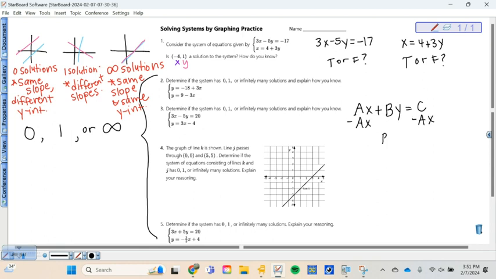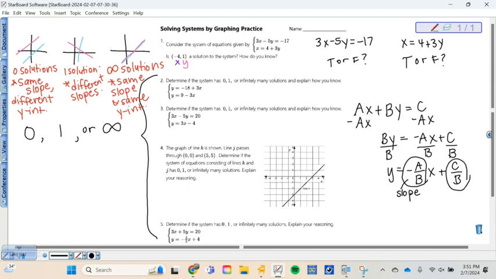So then I have BY equals negative AX plus C. And then what do I do to solve for B? So then that means that my slope is negative A over B. And my y-intercept is C over B. This is my slope. This is my y-intercept.